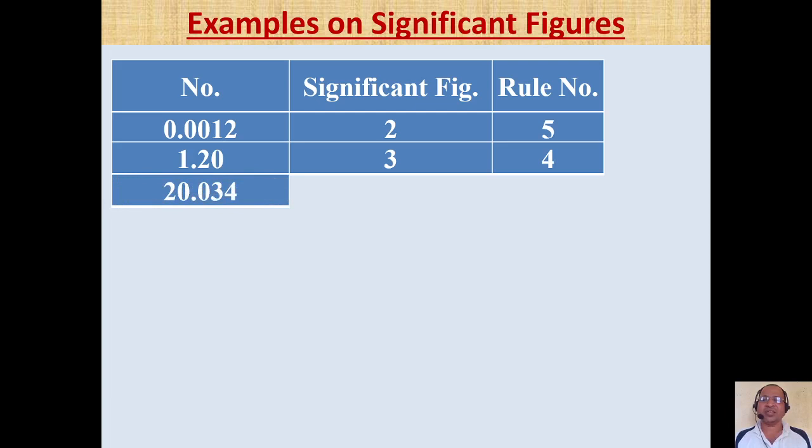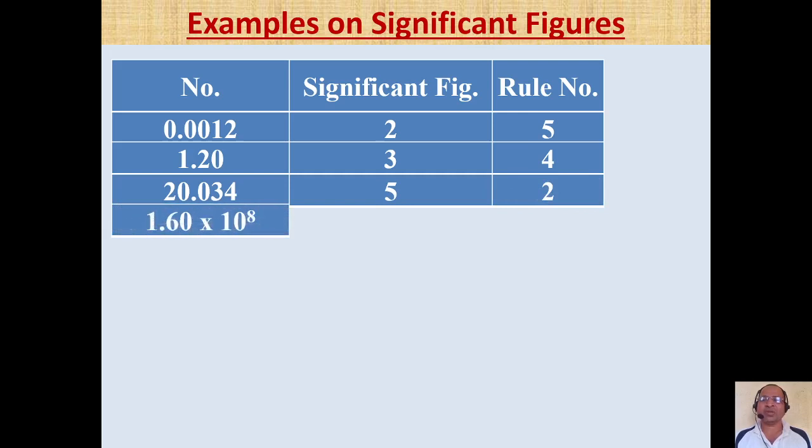20.034, again here 2 zeros are there, but these 2 zeros are in between 2 non-zero digits 2 and 3. So all these zeros are significant. So this number has 5 significant figures and we have applied rule number 2 here.